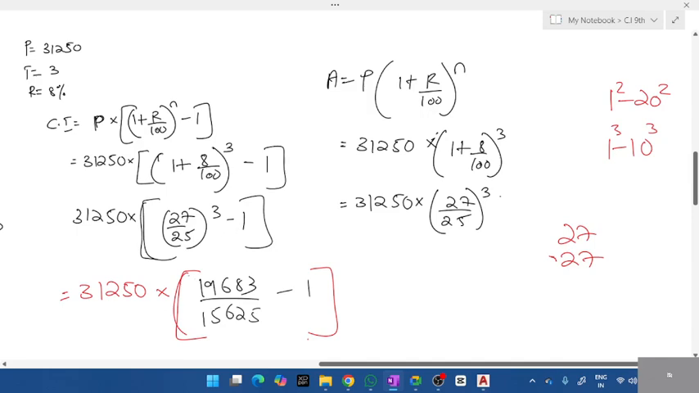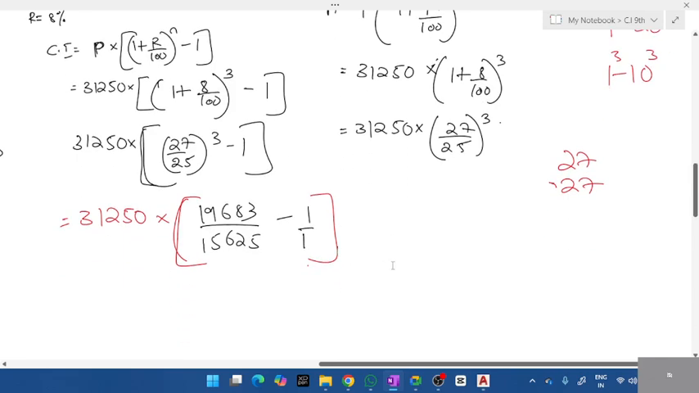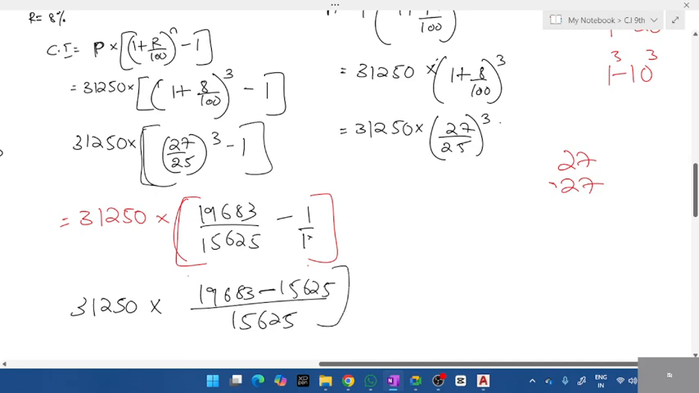Minus 1. According to board maths, first you have to solve whatever is given in the bracket. So take the LCM, students. When you take the LCM, what do you get inside the bracket? 31,250 multiplied by 19,683 minus 15,625 over 15,625. Yes, calculate this. Look at the difference. In compound interest, because of minus 1, the entire value is different. Okay, subtract this and tell me the answer.